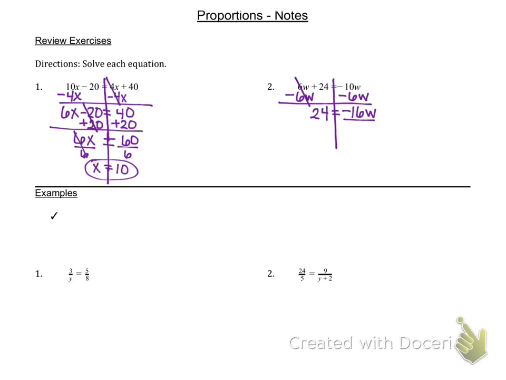Then I'm going to divide by negative 16 on both sides. And we have w equals a negative 24 over 16. And then we're going to simplify that fraction. I could divide both the top and the bottom by 8. So then we're going to be left with negative 3 over 2.